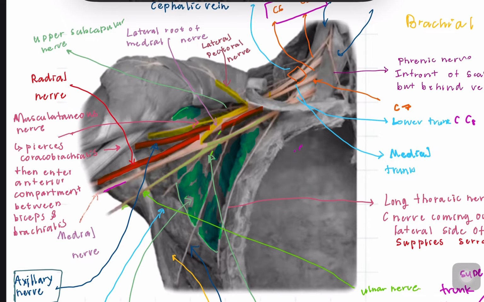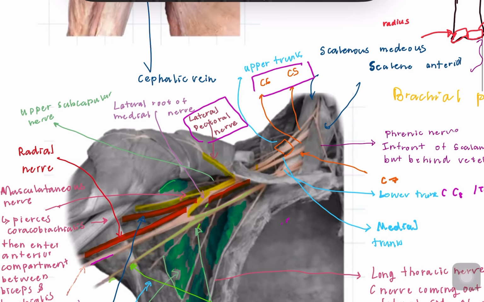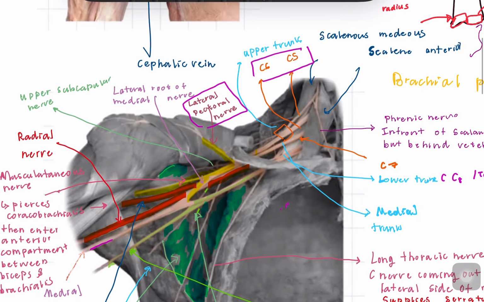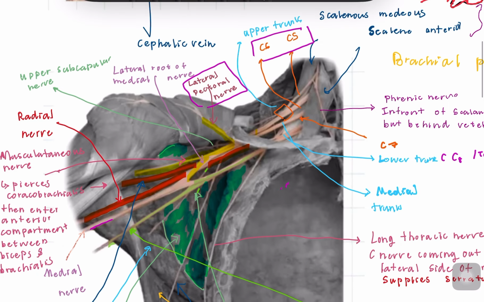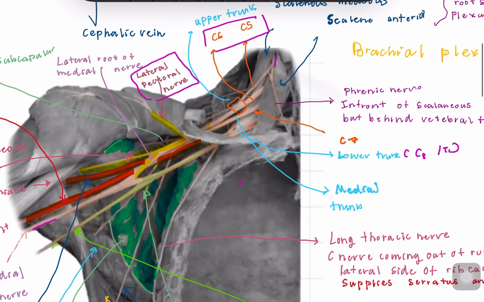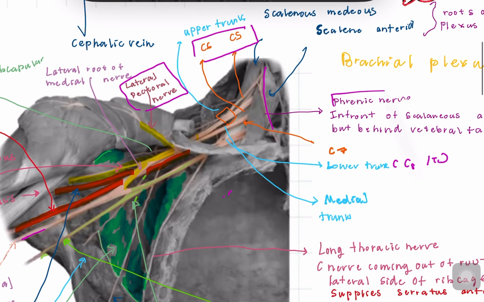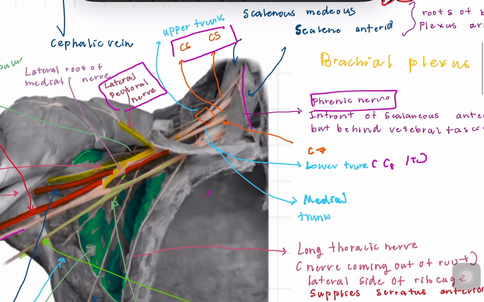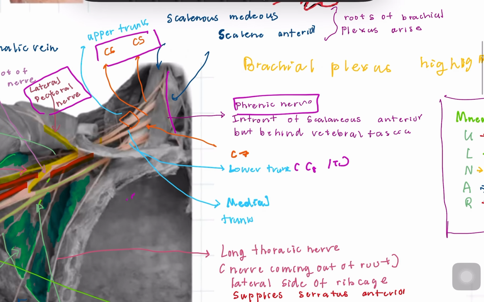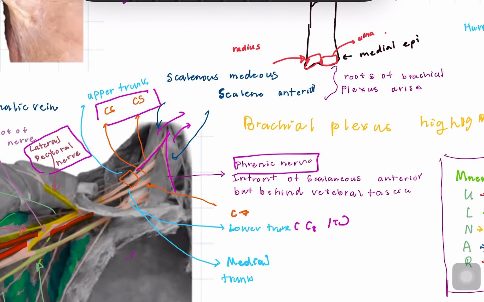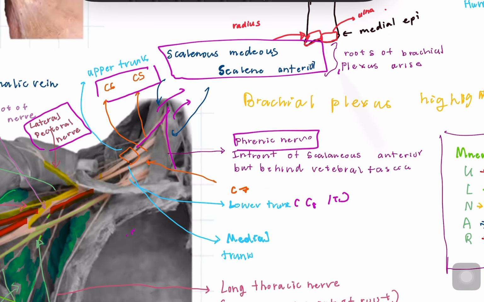So the lateral pectoral nerve comes first, and before that you can see the phrenic nerve. So this is in front of the scalenus muscle. So the brachial plexus goes in between the two scalenus muscles, scalenus medius and scalenus anterior. So the roots of the brachial plexus arise from this.